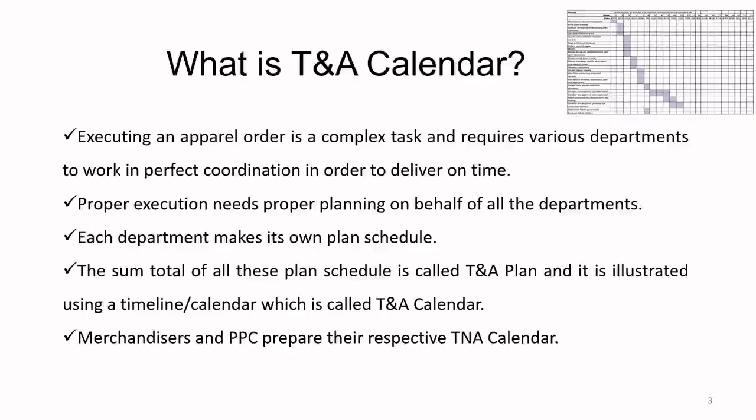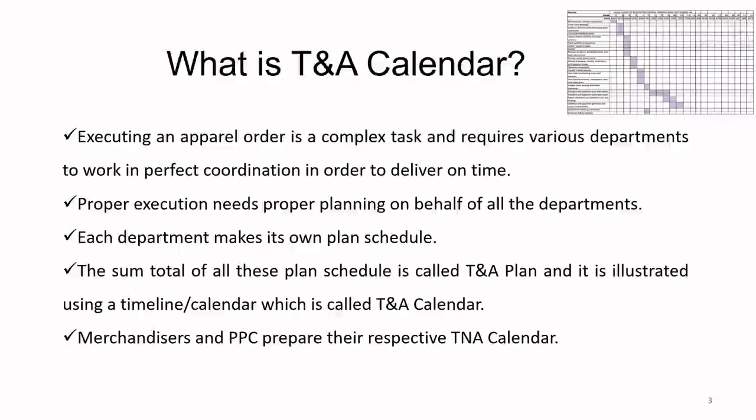The merchandisers and the production planning and control team prepare their respective TNA calendars. The merchandiser will make his or her own time and action calendar, and the production planning and control are going to make their own time and action calendar. And when the merchandiser makes the time and action calendar, it includes pattern making and sample making and ordering of the fabric and everything.